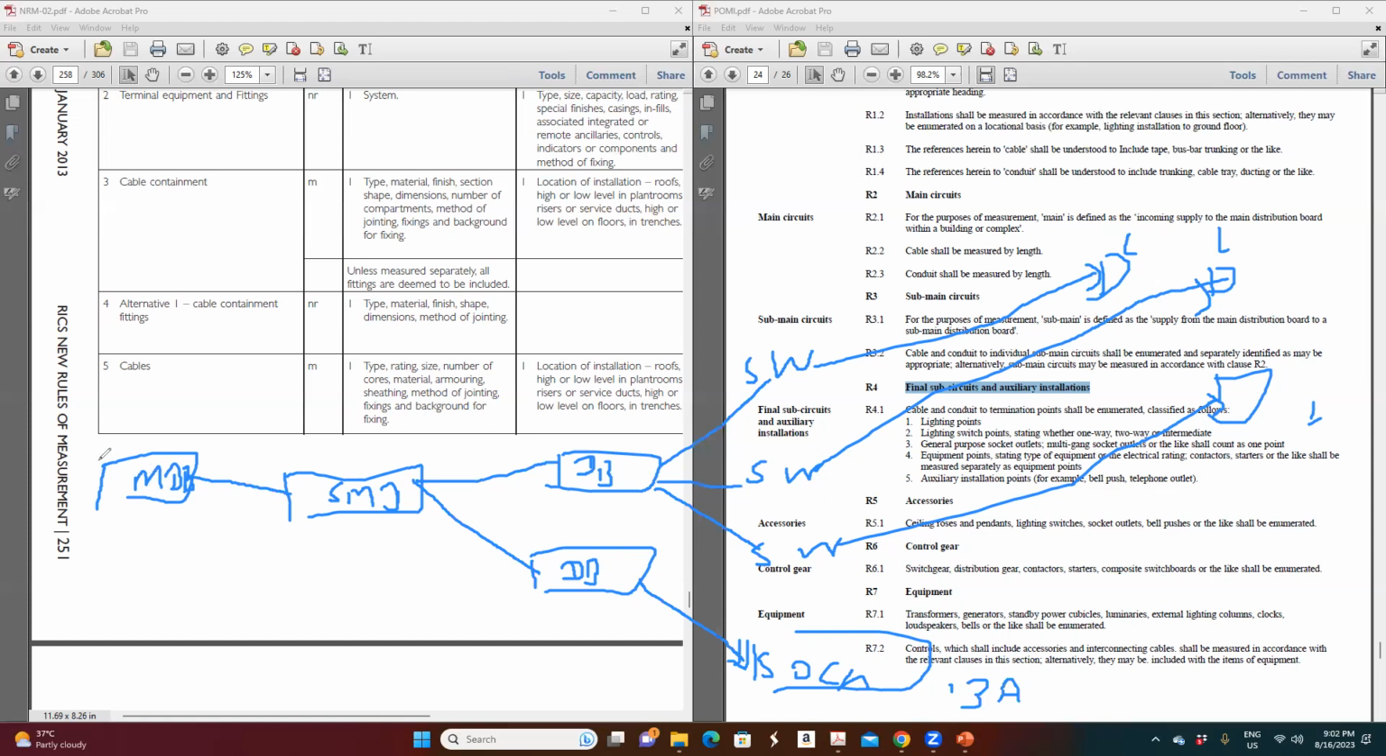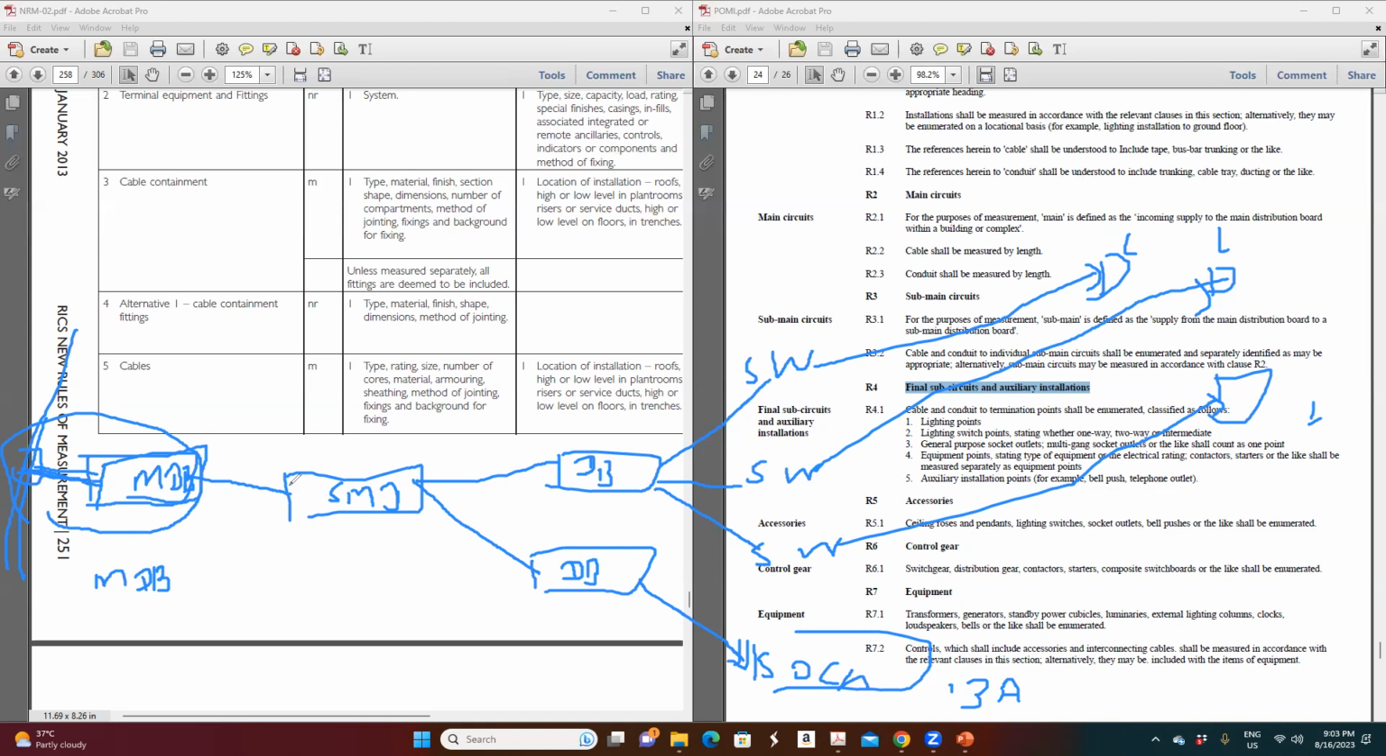So when you say measurement of MDB, when you price for MDB, where is it coming from? From the grid system. The power is coming from the transformer or whatever it is. So the cable between the grid system and the MDB is measured in the MDB item. So the cost of MDB when you price it includes this cable.